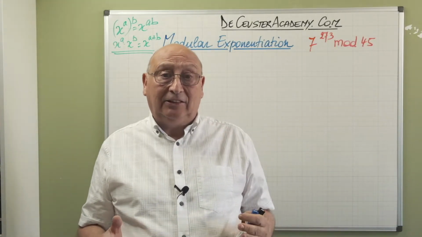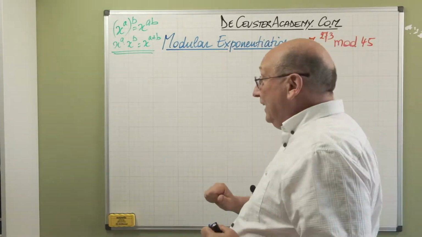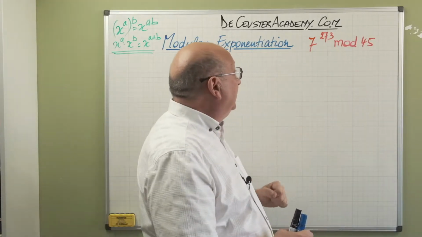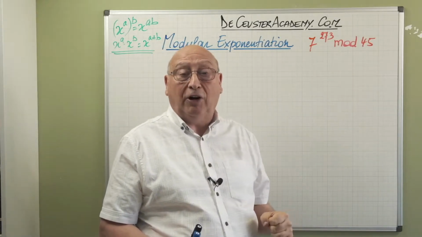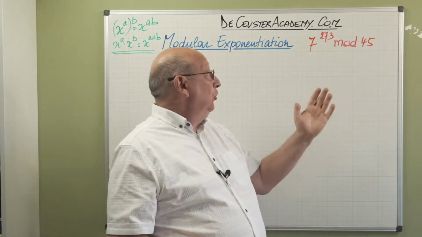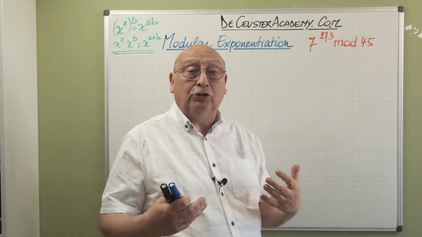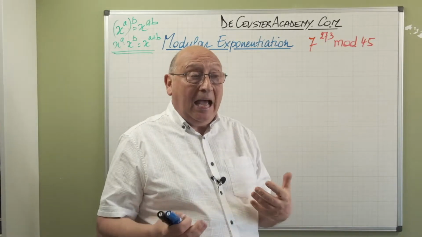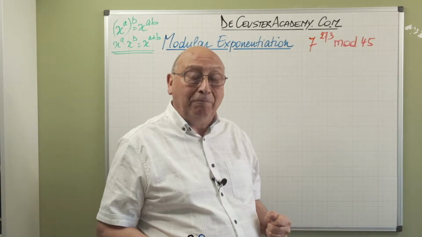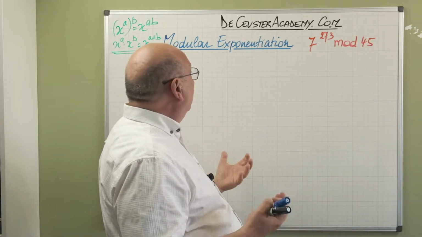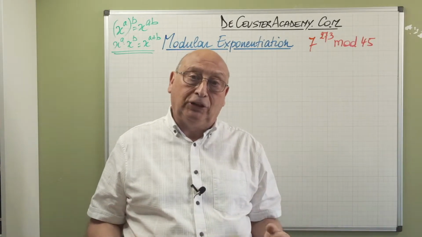So let's have a look at modular exponentiation. Now we try to calculate the 273rd power of 7 modulus 45. Now we can calculate those powers, but when you see that those powers are very high, those numbers become very large. And that gives problems to the computer because we get a data overflow. Now, the modular exponentiation method is very interesting to resolve these problems.